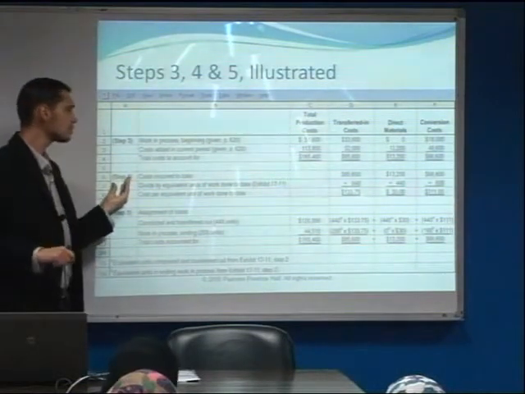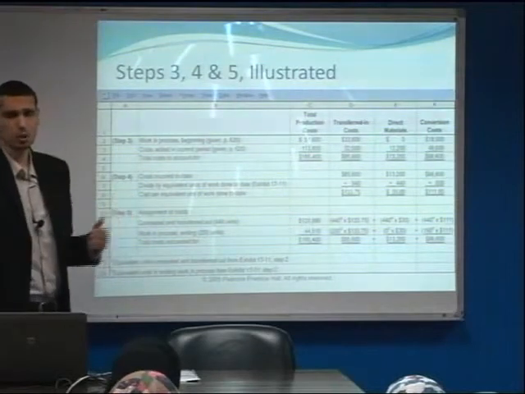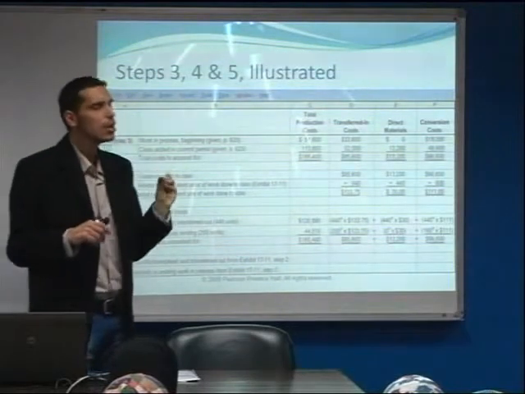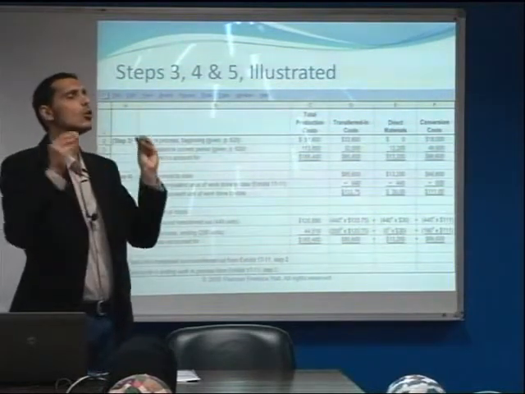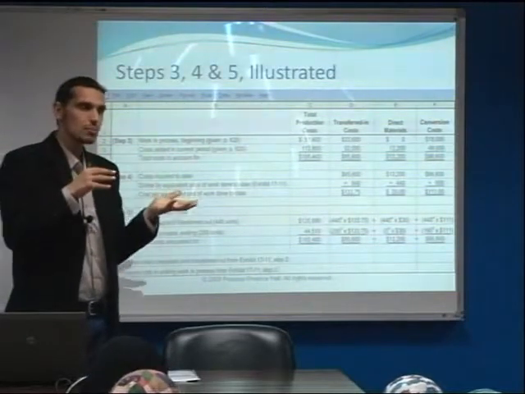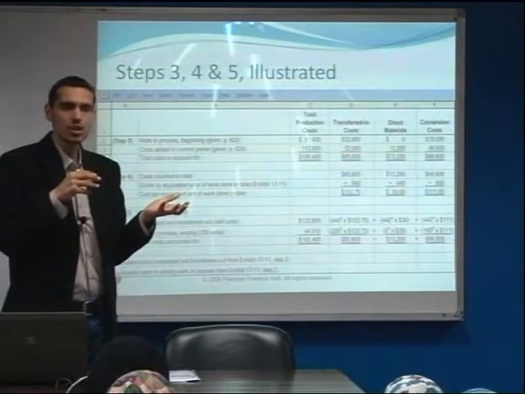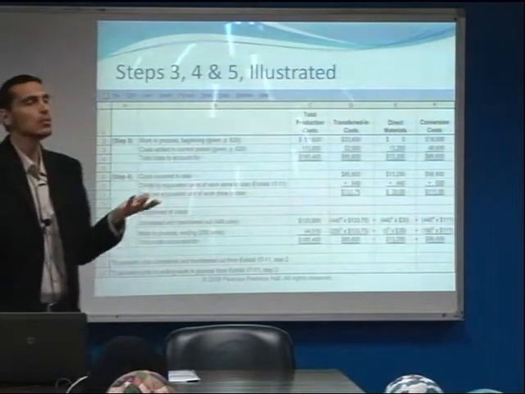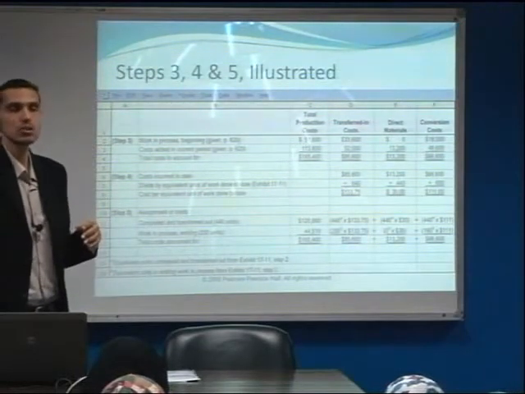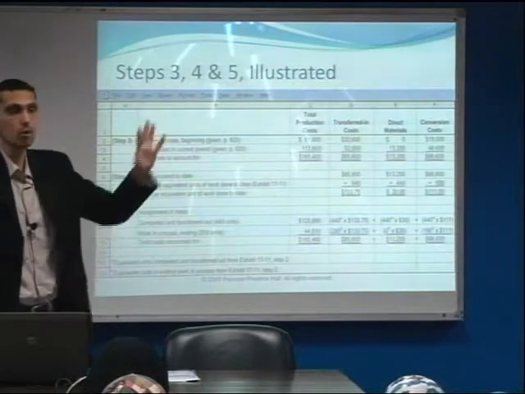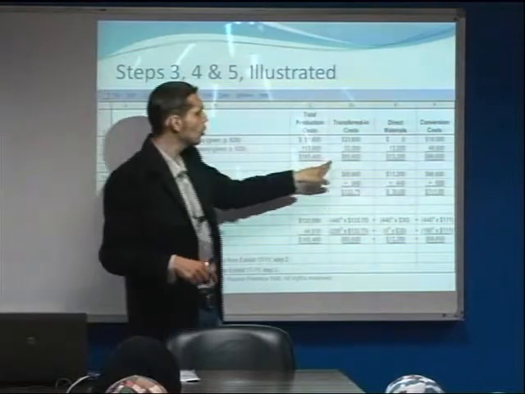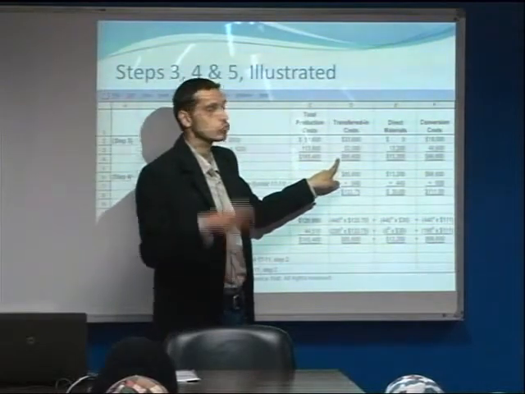Step number 4, calculating the cost per equivalent unit. If we are using the weighted average method, we are going to divide the total costs by the total equivalent units. Why? Because this method of inventory valuation does not separate between the cost incurred in a previous period and the cost incurred in the current period. Therefore, we take all the cost incurred, so we are using the 85,600, which is the total.